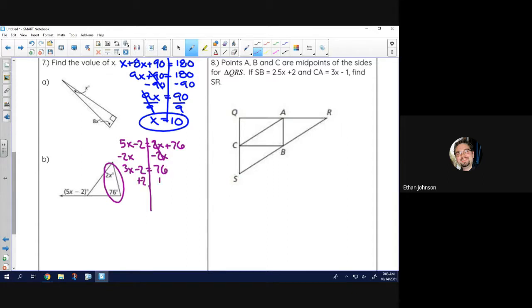Add 2 to both sides, so 3x equals 78. Divide both sides by 3. x equals 26.